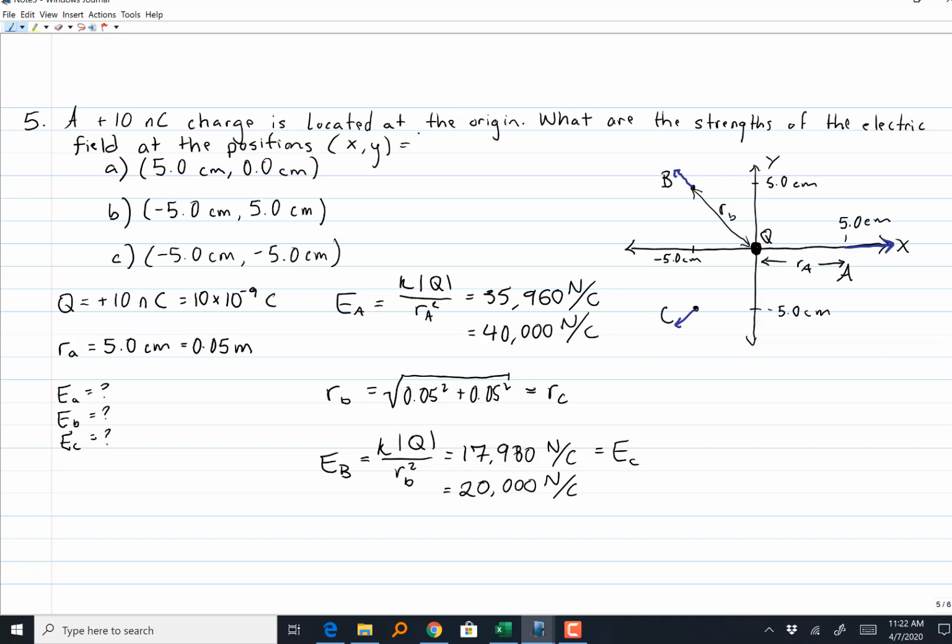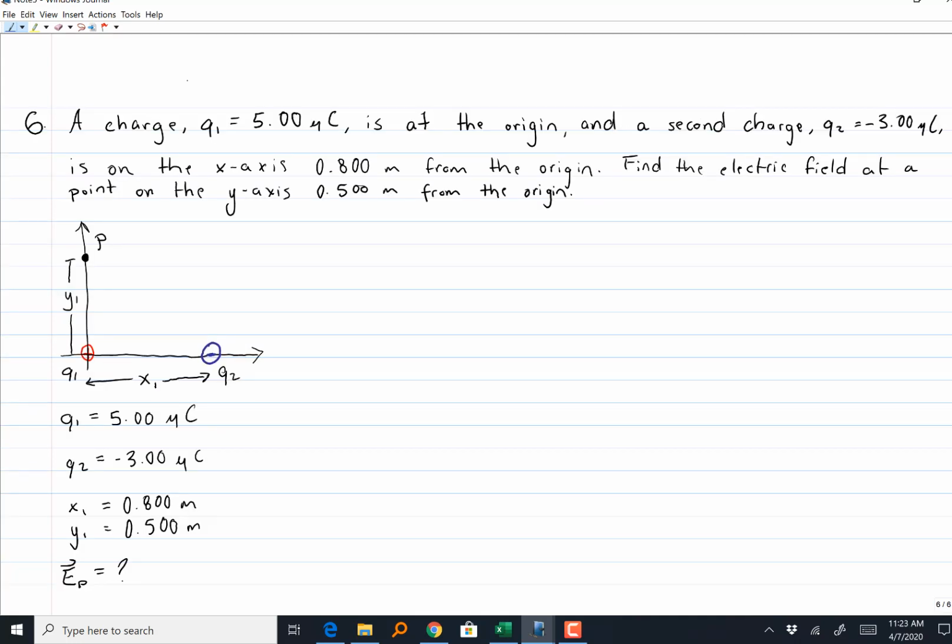Okay, and last but not least, we've got a charge Q1, that's 5 microcoulombs at the origin, so my positive charge at the origin, and then a second charge Q2, which is a negative 3.00 microcoulombs, and that's on the x-axis at 0.8 meters. So I've got that as x1, 0.800 meters. And then we're looking for the electric field at a point on the y-axis, which is half a meter from the origin, and so I've marked that as y1 in my knowns, and I've also marked point P, the location that we're looking for the electric field, on my XY coordinate system that I've created.